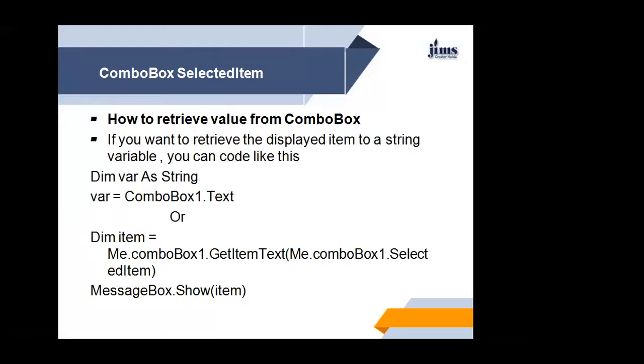Now, ComboBox.SelectedItem. How to retrieve a value from the combo box? If you want to retrieve the displayed item into a string variable, you can code like this: Dim variable as String. Now you will collect the value in the variable: ComboBox1.Text, or you can do it like this: Dim item equals Me.ComboBox1.GetItemText(Me.ComboBox1.SelectedItem), MessageBox.Show. So there are two ways. In any way you can do it, whichever way you like.